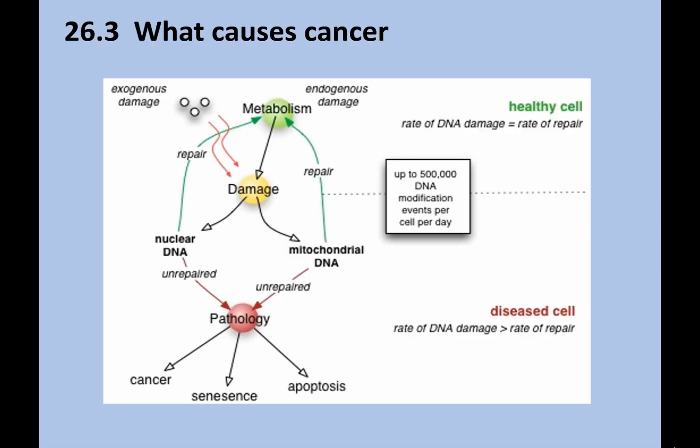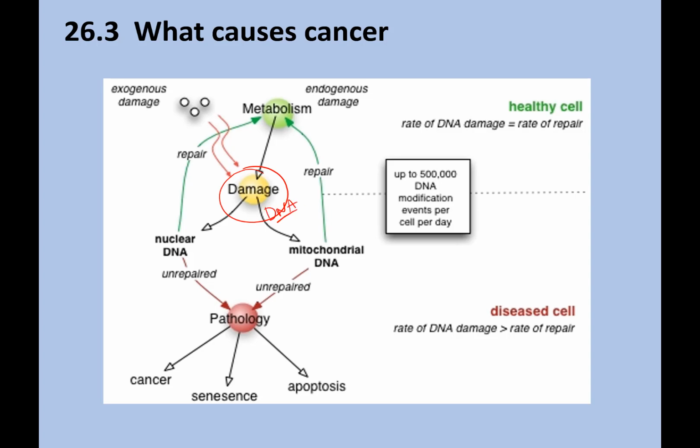Okay, so the final lecture for this chapter, we're going to talk about what causes cancer, and we're going to talk about oncogenes and tumor suppressor proteins. So, cancer is caused by damage to your DNA. Okay.